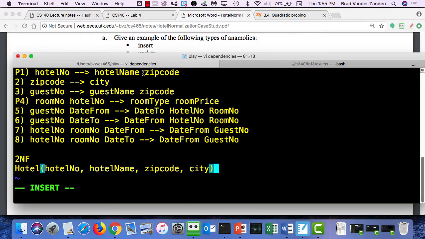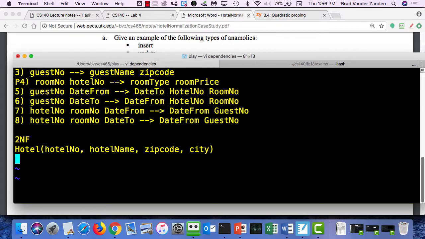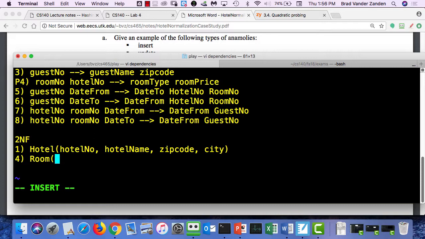So anytime I have a transitive dependency like I have with zip code, when it moves, you have to bring anything it determines along with it. So not only does zip code move into the hotel relation, but I also bring the hotel city in. Okay? Then number 4, so that's what I get from number 1. From dependency 4, I get, I'll call it the room relation, which is hotel number, room number, determines the room type and the room price.